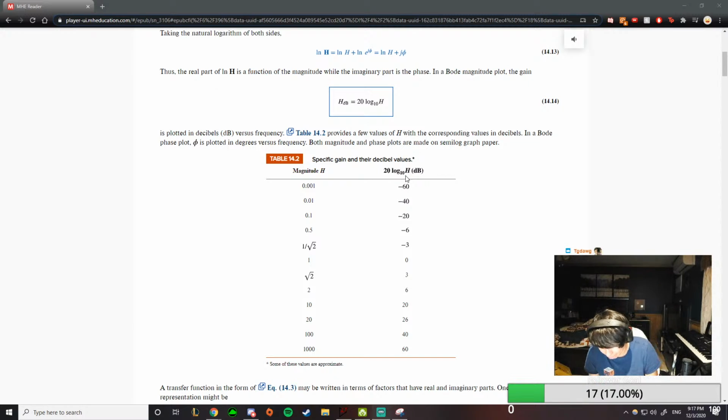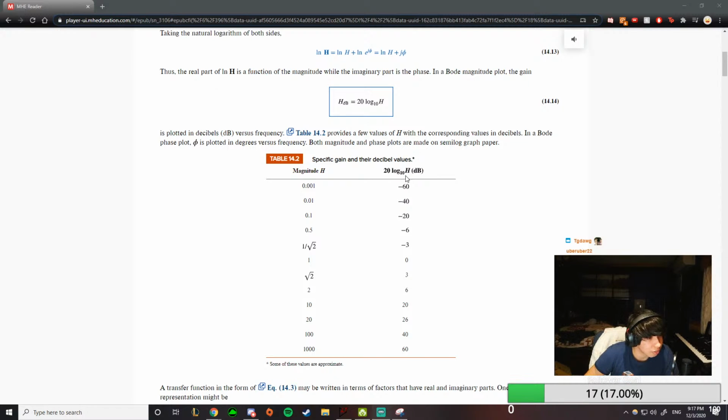Okay, so I just need to figure out. Okay, let me write it down though. HdB is equal to 20 log H. So go from dB to H. Okay, yeah, that makes sense.